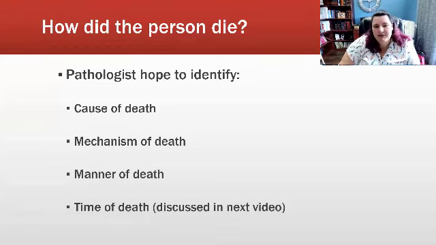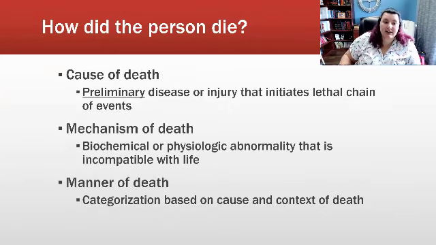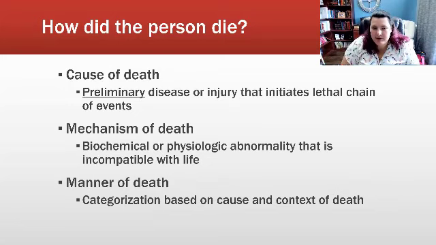To reach these conclusions, forensic pathologists will use multiple data sources, including information that's compiled during the autopsy and the crime scene investigation, as well as medical records and witness statements. So what are these conclusions that I just talked about? The cause of death is defined as the preliminary disease or injury that initiates a lethal chain of events. Causes can be immediate to the death, meaning that they come right before it, or they can be temporally removed.